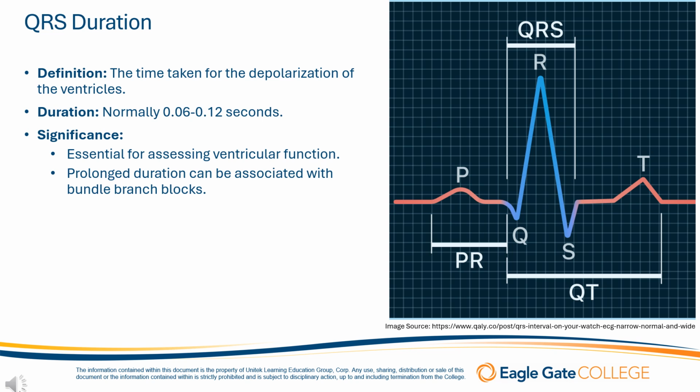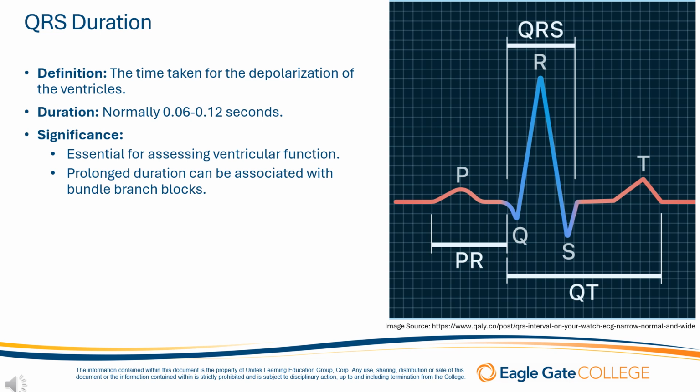The QRS complex itself represents this depolarization on an ECG, and this includes the sequential activation of the right and left ventricles. The normal duration of the QRS complex is between 0.06 and 0.12 seconds. This is 1.5 to 3 small boxes on the ECG graph paper. A duration within this range indicates that ventricles are depolarizing efficiently and effectively. So all of the conduction pathways, including the bundle branches and the Purkinje fibers, are functioning properly.